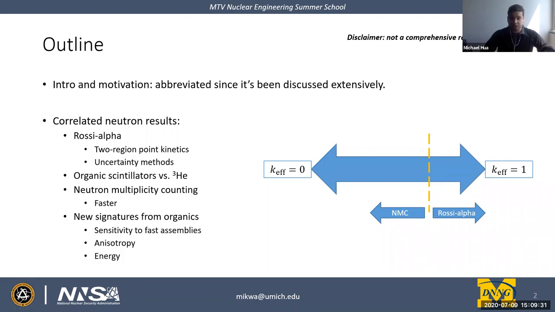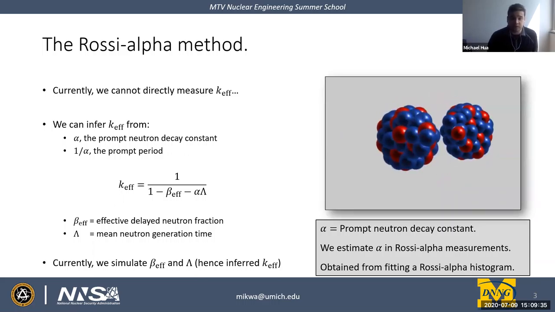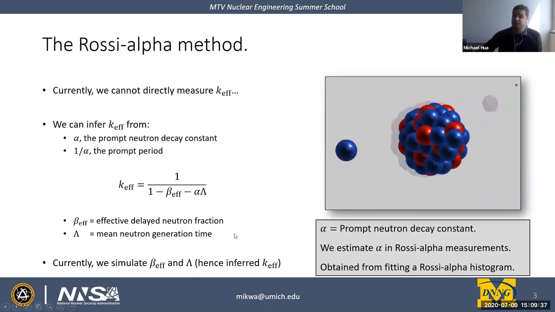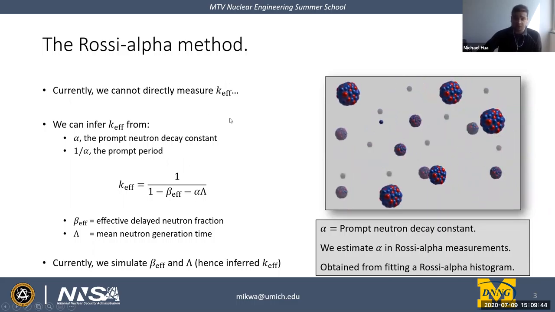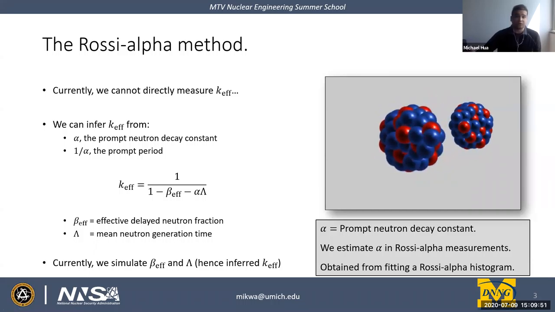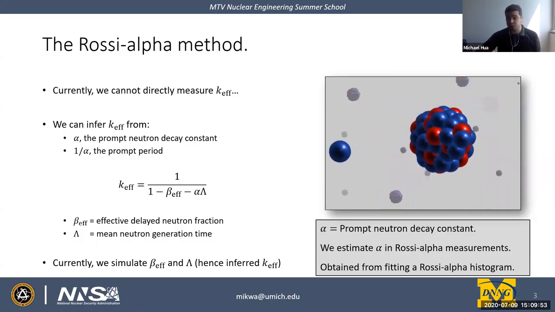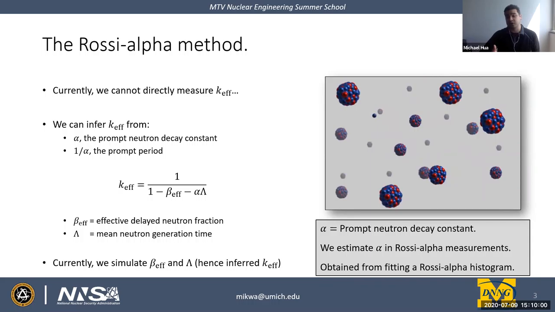So we're just going to dive into the Rossi alpha method. A big reason that we do the Rossi alpha method is to estimate k-effective. K-effective is an extremely important parameter in nuclear engineering. It has implications in safeguards and non-proliferation, of course, but also in criticality safety, making sure we're not accidentally going supercritical, and also in emergency response. Do we have nuclear material, multiplying material, or nuclear weapons? Or is this maybe just an RDD, a radiological dispersal device? Still something to be concerned about, but not as much as a nuclear weapon.